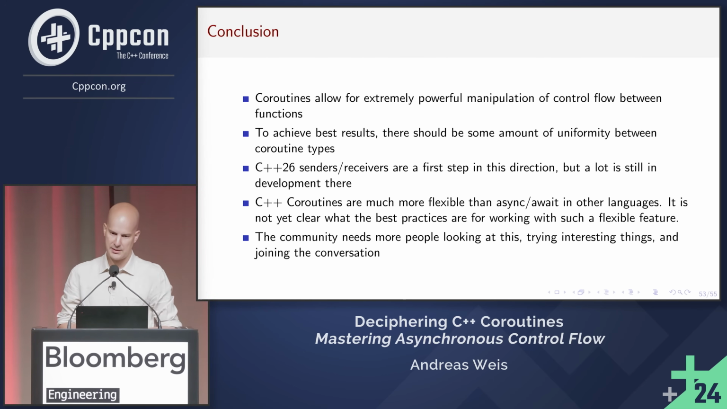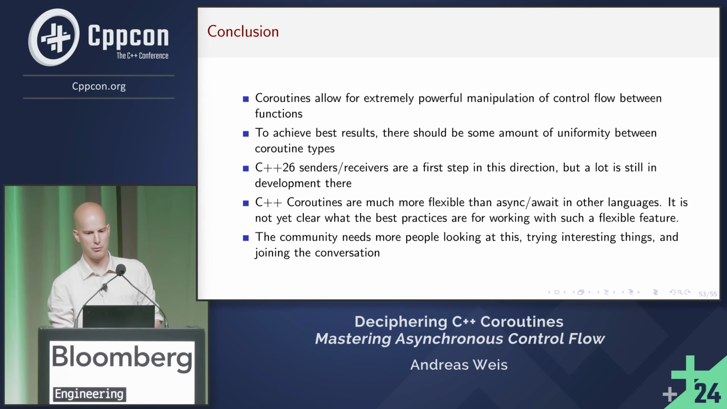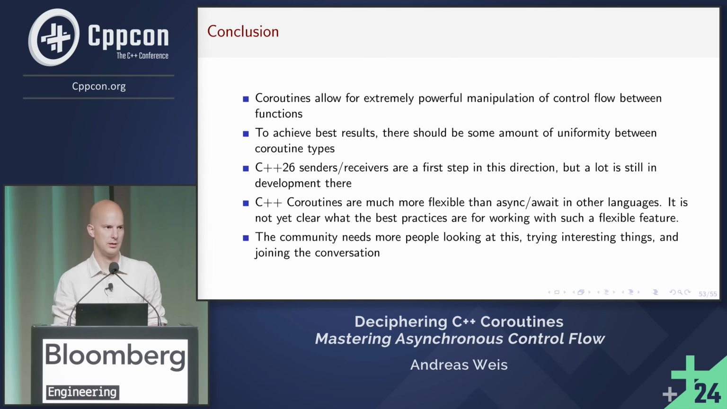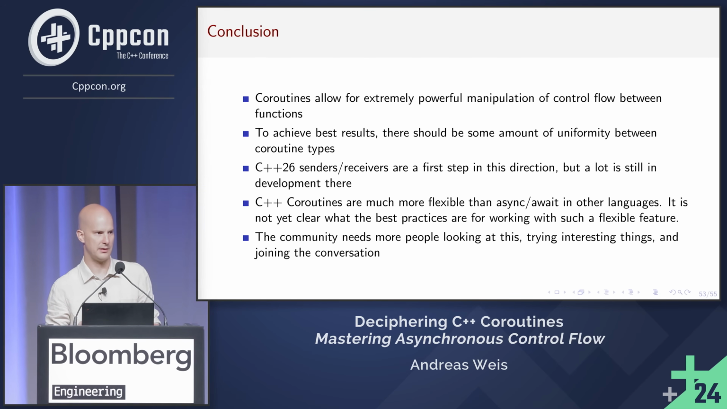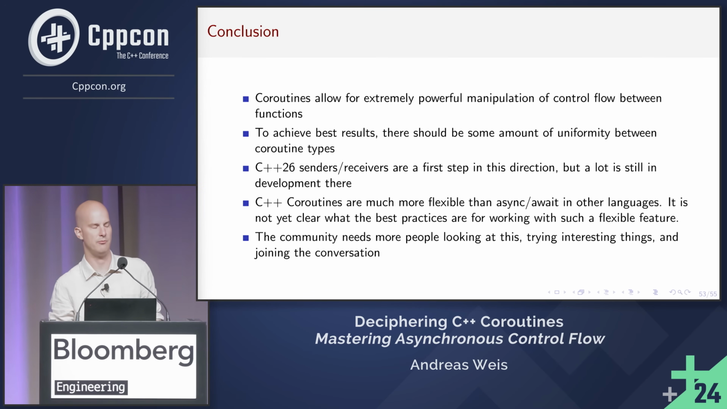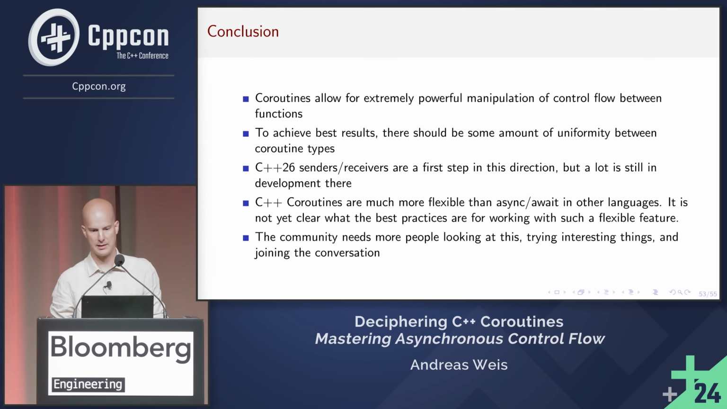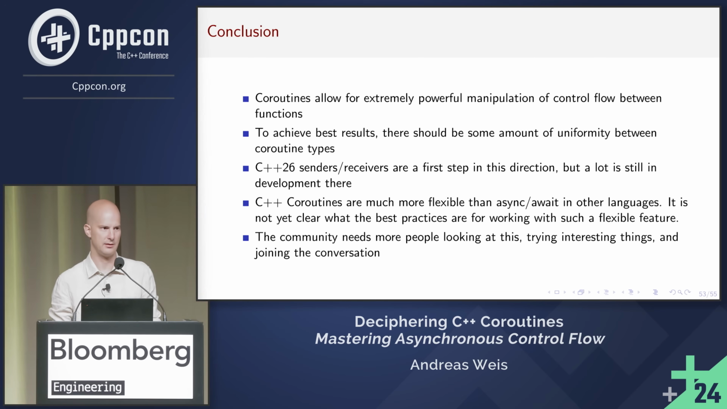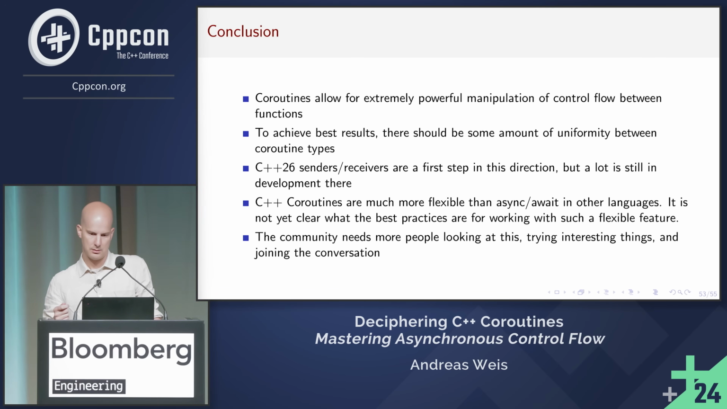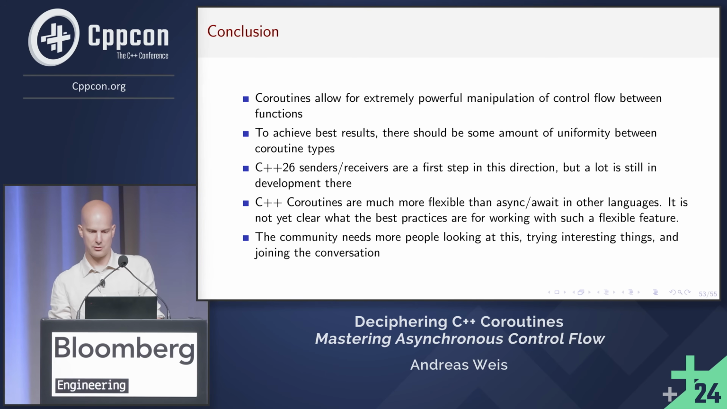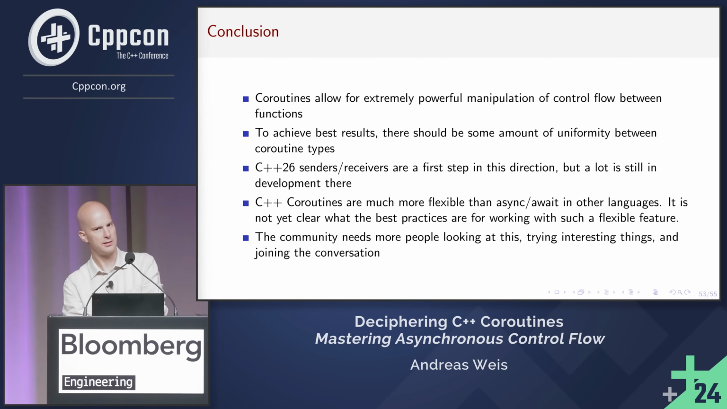The C++26 senders receivers take a first step into this direction, but the work is far from complete. And I think the reason that we haven't figured this out yet is one of the reasons why we don't have more types like this async type or like a task type in the standard library yet. But that's also an opportunity now for us, right? This has not been set in stone.